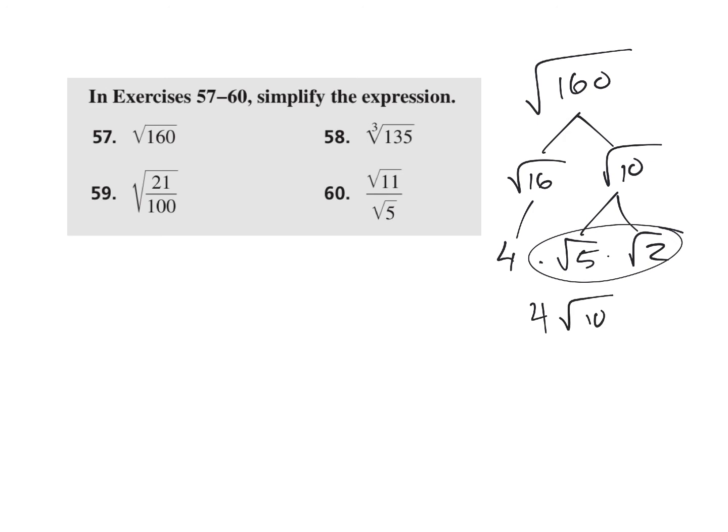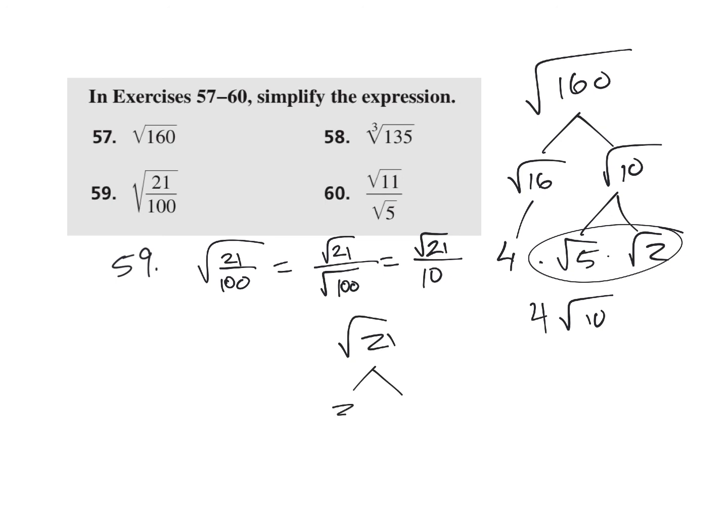Now, we look at number 59, and the square root of 21 over 100. In division, you can separate them if they're both under the same radical. And the square root of 100 is 10. And the square root of 21 is just the square root of 21. It doesn't break down any further. Square root of 21 breaks down into 3 and 7. Well, again, those don't break down, so you got to put them back together. So this is the final answer for 59. And that's it.